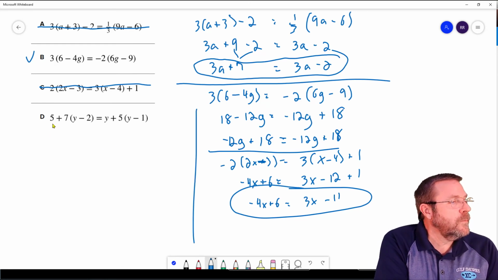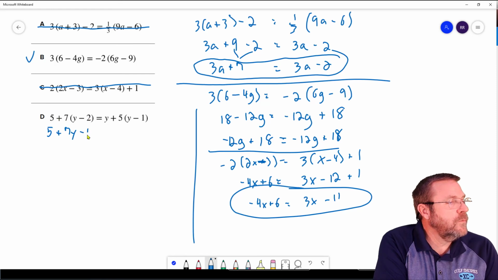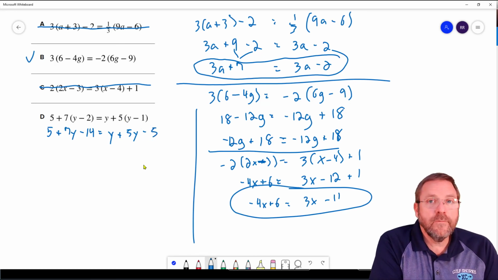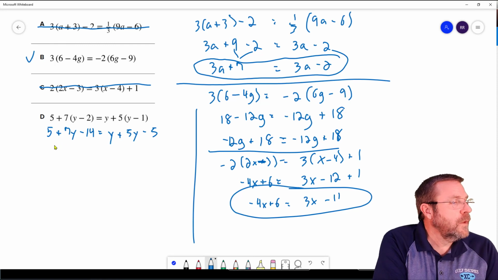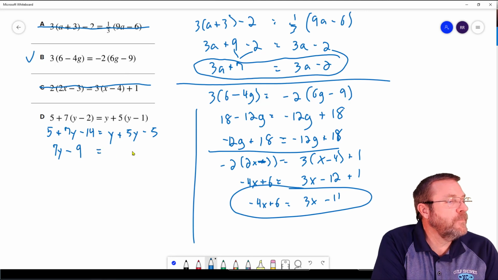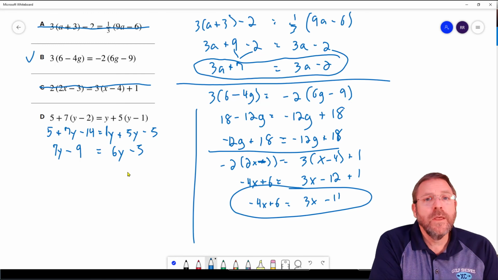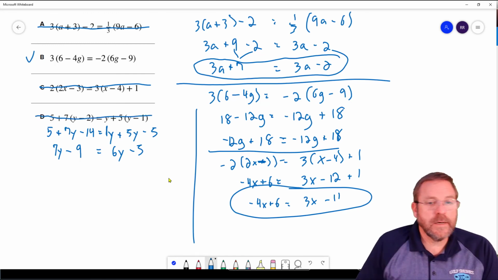Finally, let's do this one here. I'm going to take the 7 and send it through. So 7 times y is a plus 7y. 7 times negative 2 is a negative 14. And then over here, I'm going to send the 5 through. 5 times y is a plus 5y. 5 times negative 1 becomes a negative 5. Combine my like terms, so I will get 7y, and 5 minus 14 leaves me with a negative 9, is equal to 1y plus 5y, that's going to give me 6y minus 5. Those two are not equal, so that's not a valid answer either.